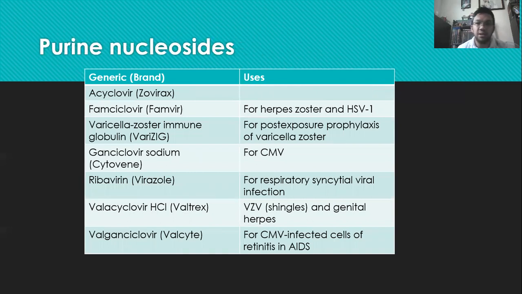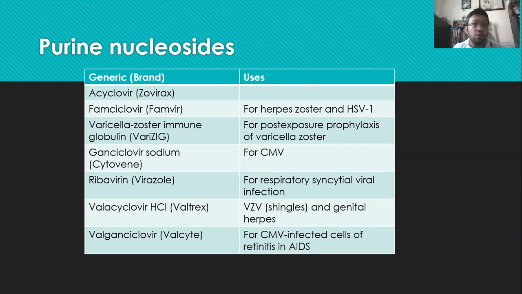Purine nucleosides. We have acyclovir or Zovirax. This can be used for various herpes simplex infections. They can be used to treat shingles as well. Famciclovir or Famvir for herpes zoster and HSV1.